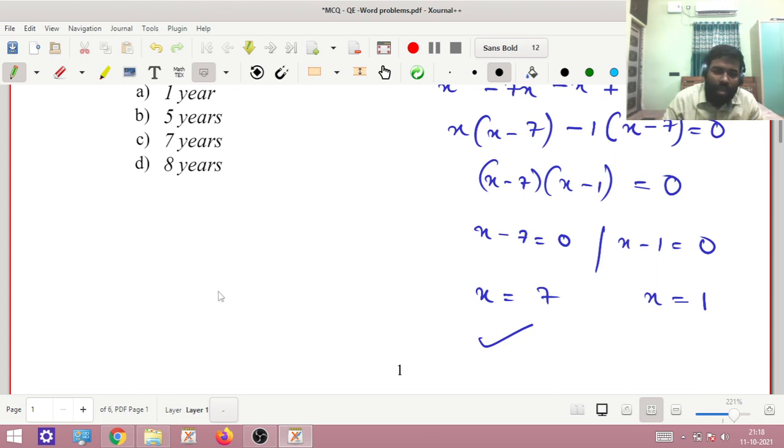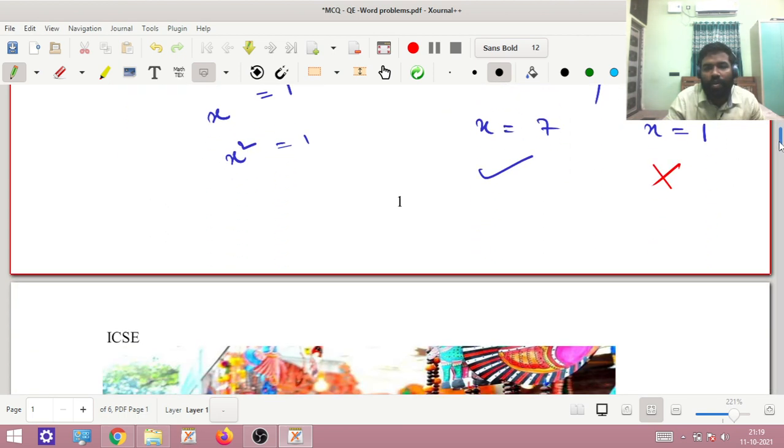Why? Because the age of son is x and the age of father is x square. If we take 1 in the place of x, father and son become the same age, which is not possible. So this part is not correct, and x equal to 7 is the perfect option, because father and son cannot be of the same age.